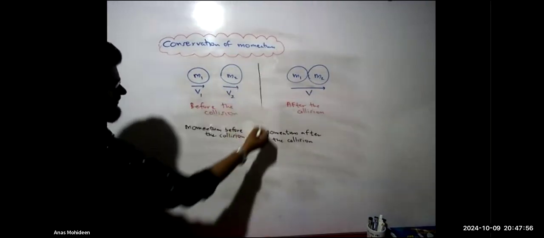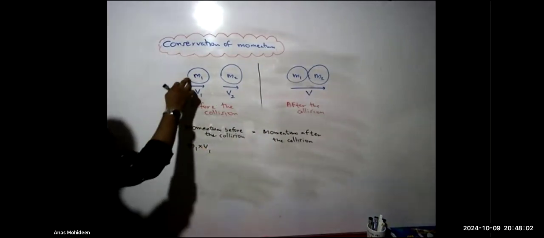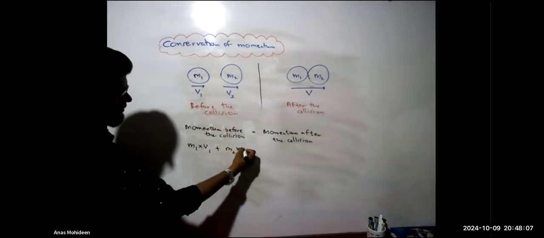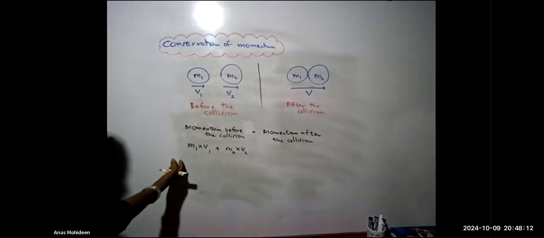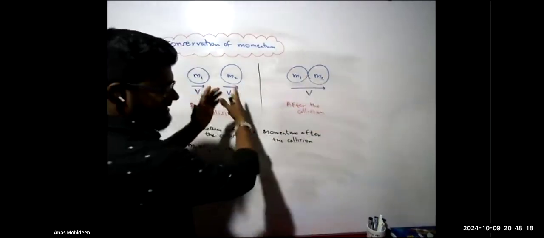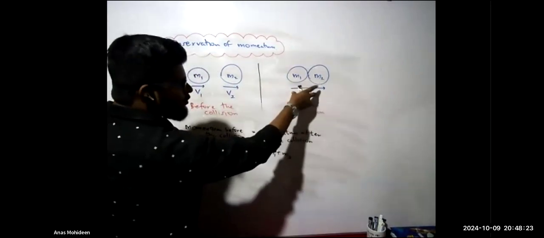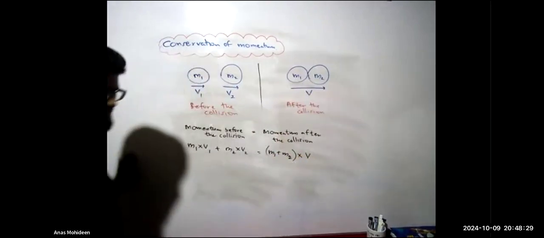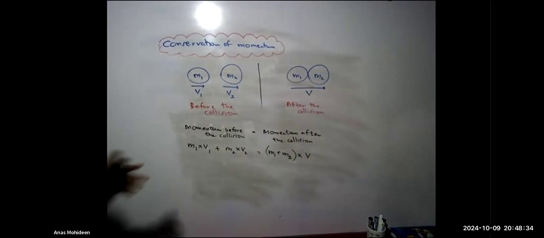Before the collision, it is M1 into V1 plus M2 into V2. These are the only two people, so collectively we take them. So this is the total before the collision. And what is the total after the collision? M1 and M2 together, so I can take it as M1 plus M2, and together they have one velocity: M1 plus M2 into V. So this is how we are building up the formula, the relationship.